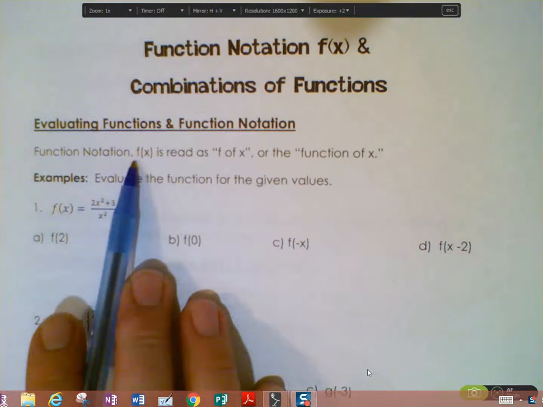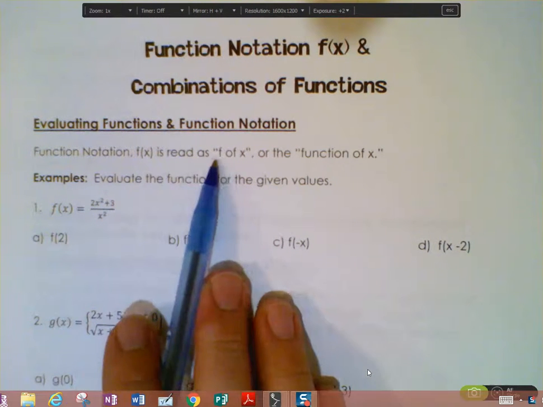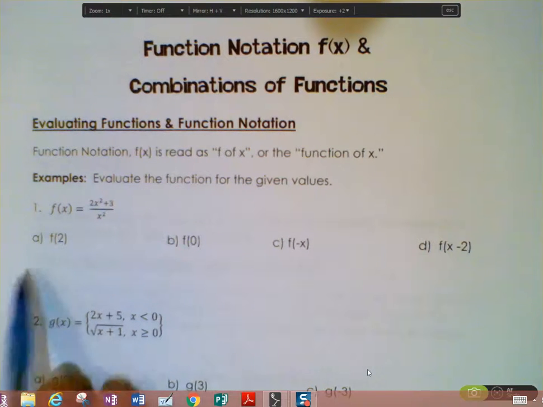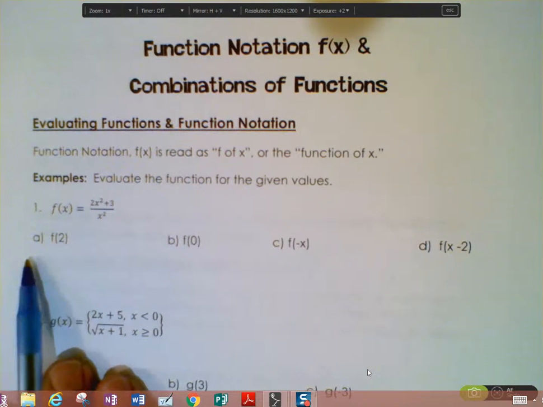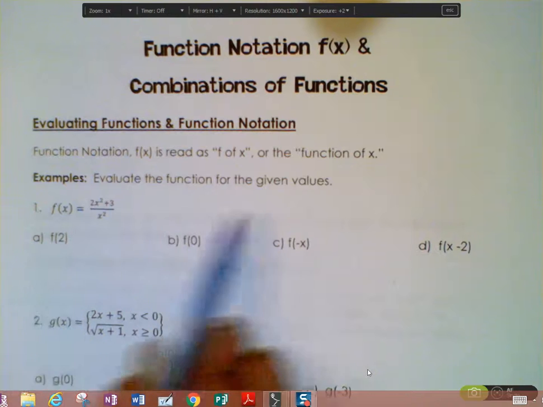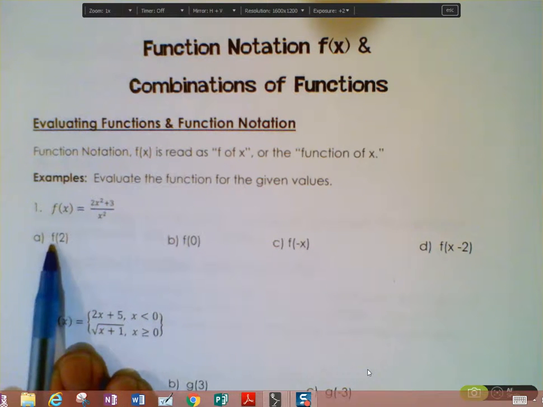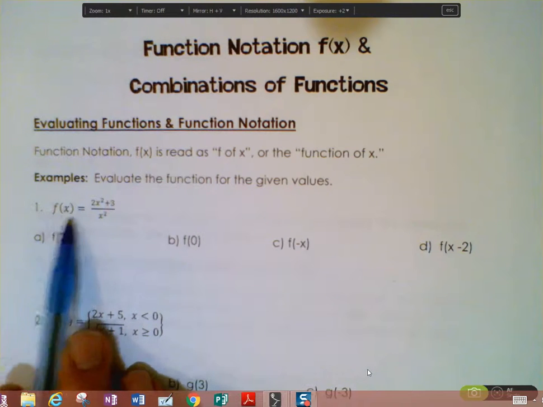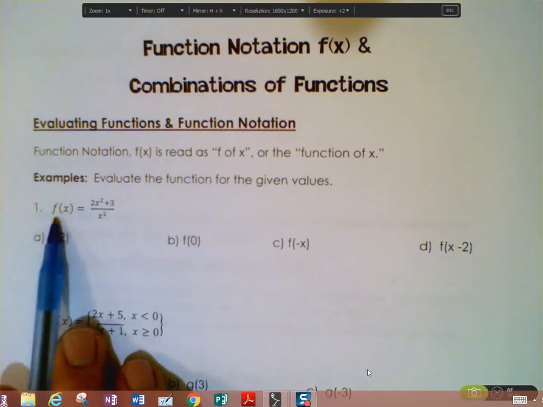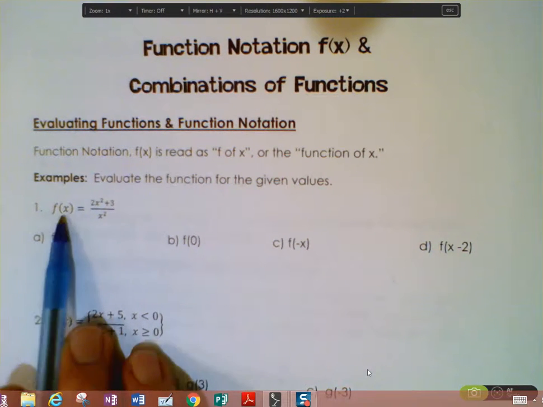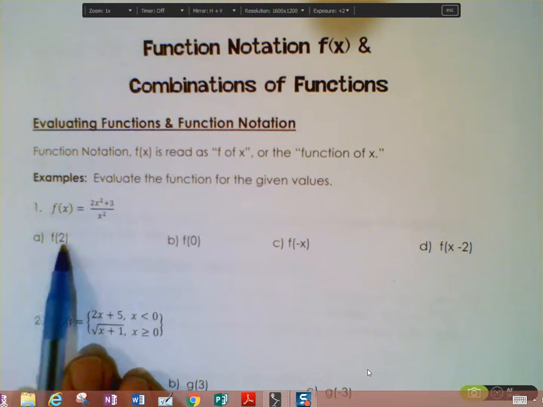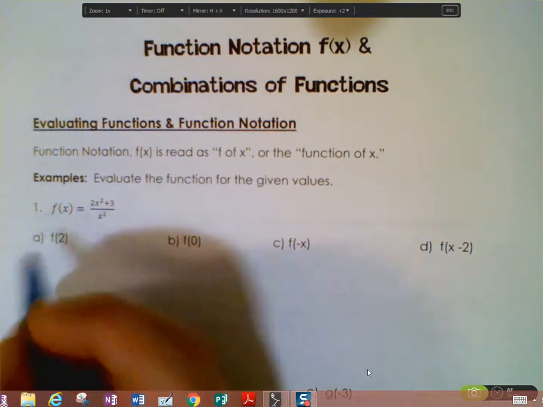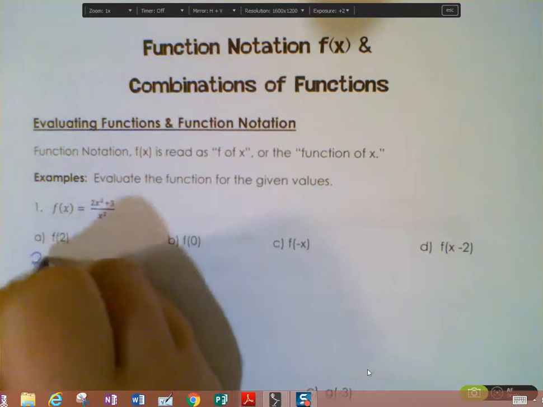Function notation, f of x, is read f of x, or the function of x. And the cool thing about function notation is it's really simple to write what we want to evaluate for. So if we want to evaluate when x is 2, we just write f of 2. So f of x is kind of like the y variable that we're used to, and the x is our x, but if we want to show that we want to evaluate at 2, we just write f of 2. So this is pretty simple. We just substitute in 2 for x.